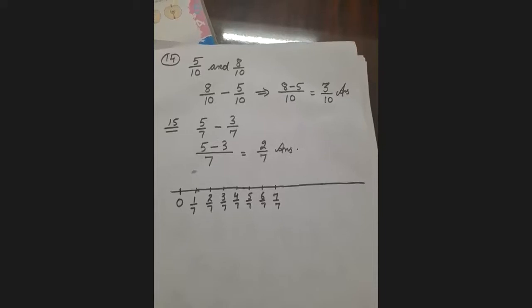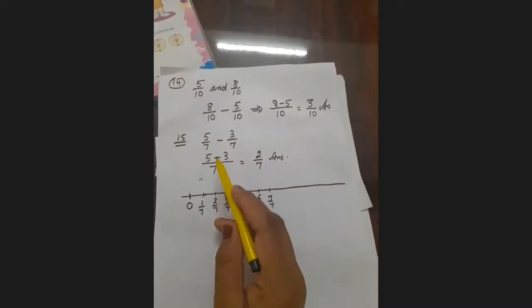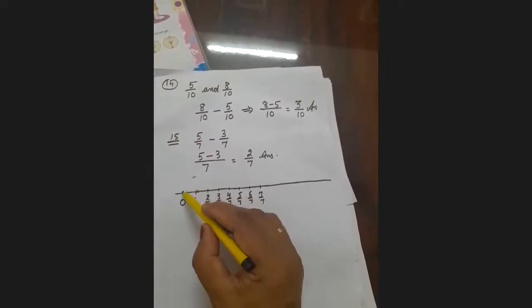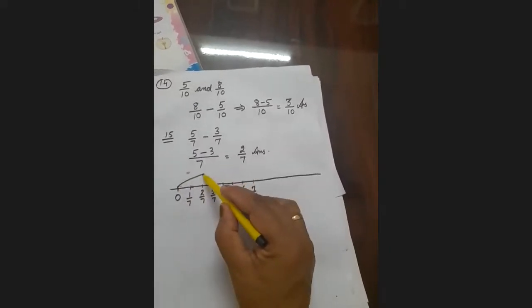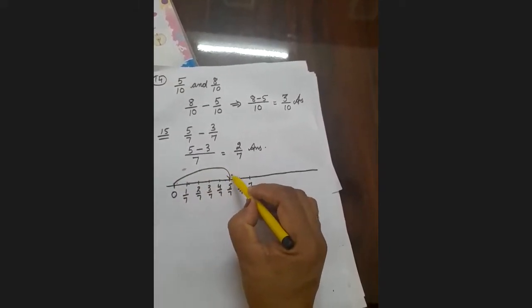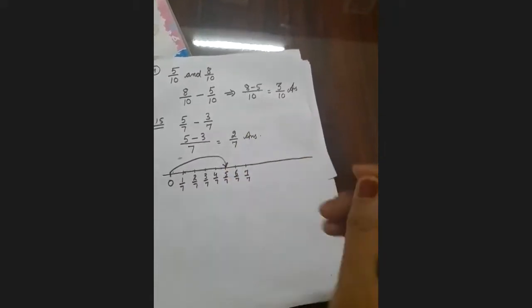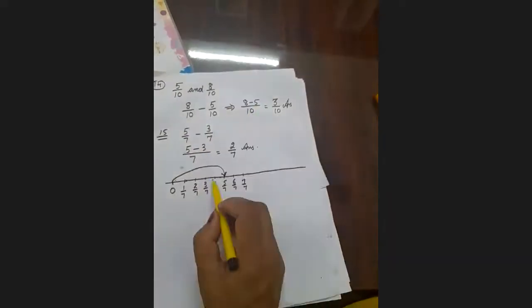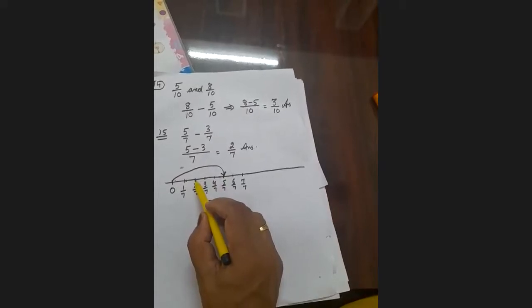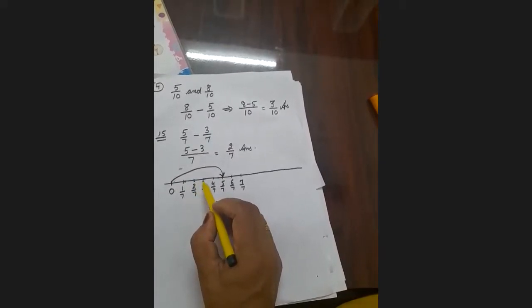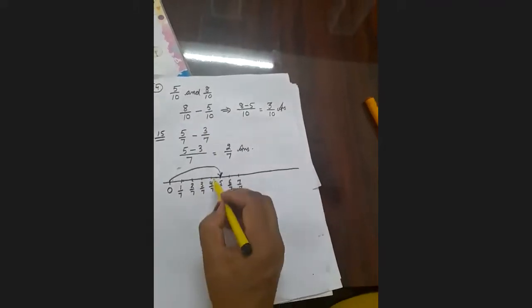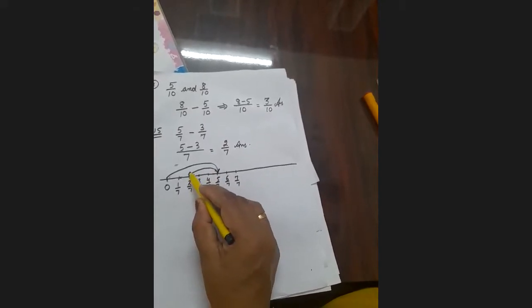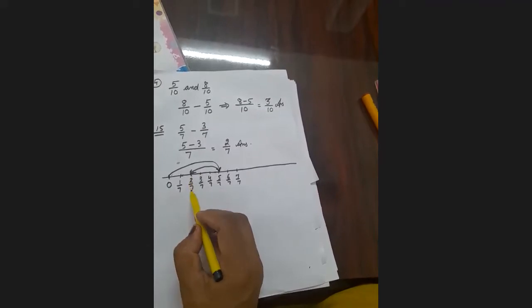Now we'll show these numbers. First number is 5 upon 7. Your first number is 5 upon 7. So we'll start from 0 to 5 upon 7. Two upon seven.